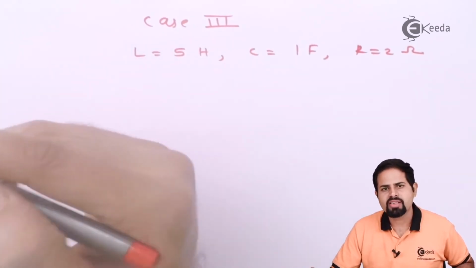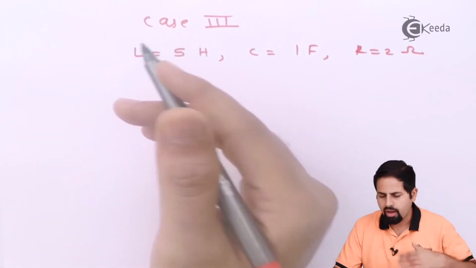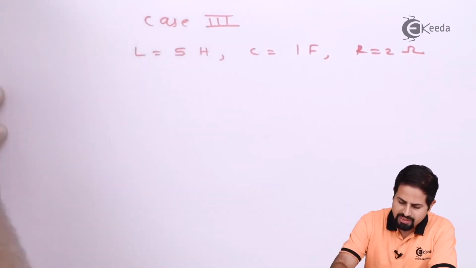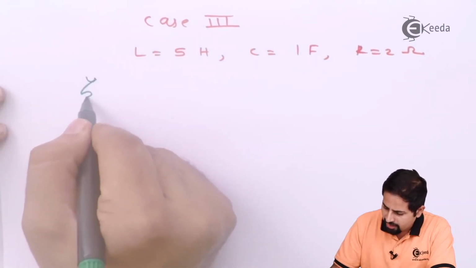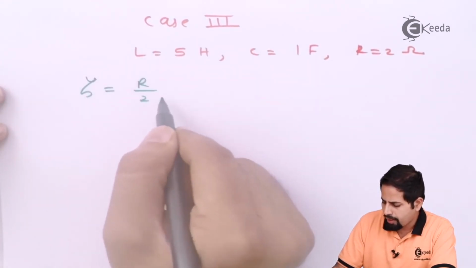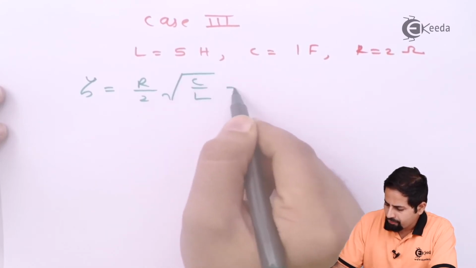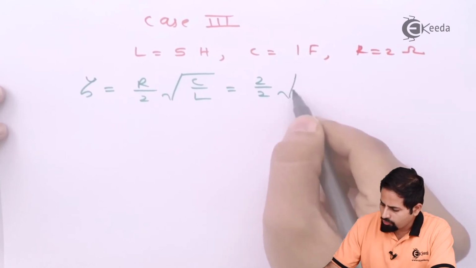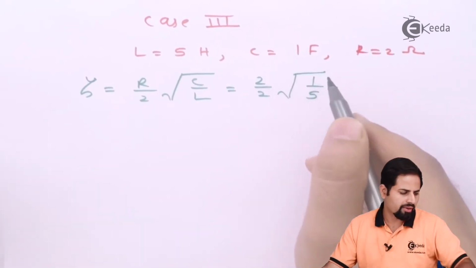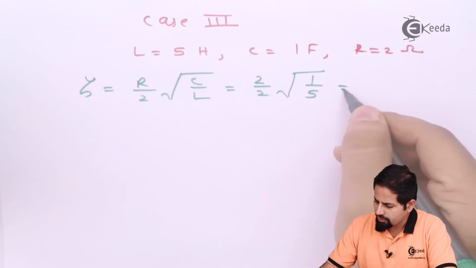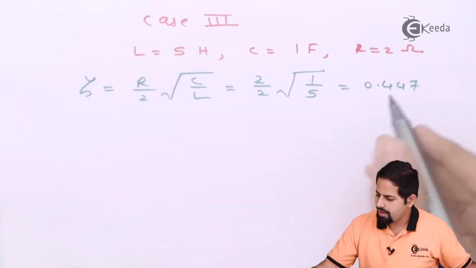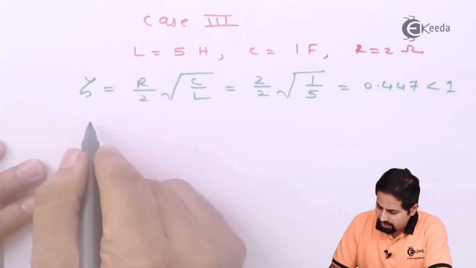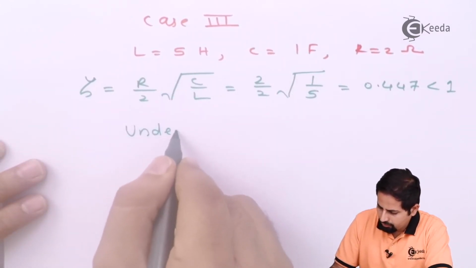Before that, for our sake of reference, we can already know which kind of case it will be. To know that, what we need to find is zeta. So we know the formula to find zeta. Zeta is nothing but R by 2 into root of C by L, and R is 2, so it is going to be 2 by 2, and then root of 1 by 5, and if you calculate it, the answer is 0.447, and it is surely less than 1. So zeta is less than 1. So this is the case of under damping.